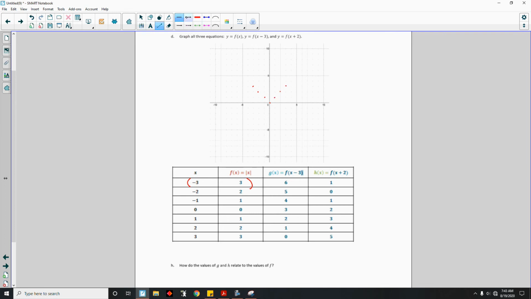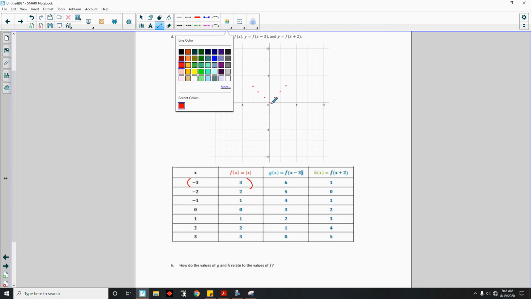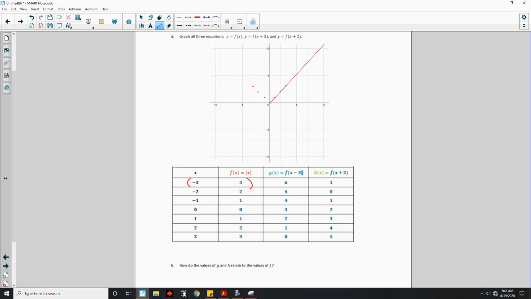Then I take a line segment, let's make it thin and red, and we go like so, and we go like so. Okay, so there is the absolute value of x, and that is f of x. And we're going to just say that y equals f of x.